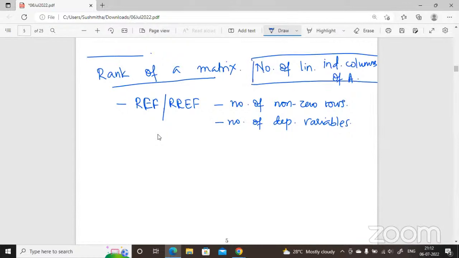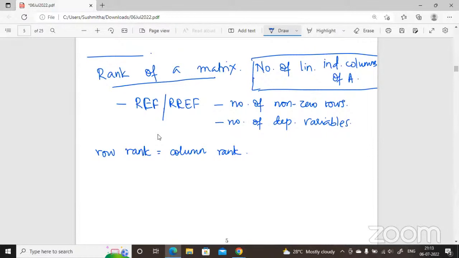Madam, what is the difference between the definitions? When we say row rank and column rank, are they two different things? No, they are not different. The row rank is equal to the column rank. So why am I actually going for columns then? Any specific reason why I'm calling it the number of independent columns of A? No, we always deal with columns. That is why this is also equal to the number of linearly independent rows.